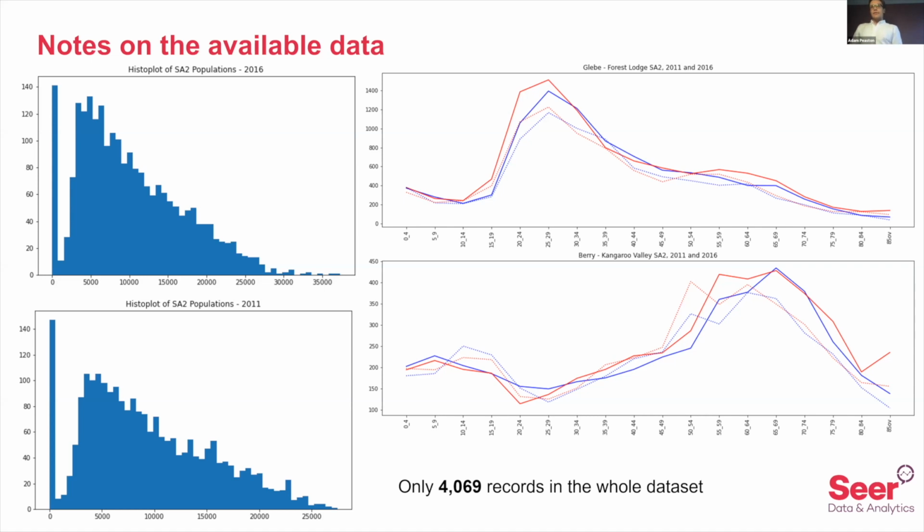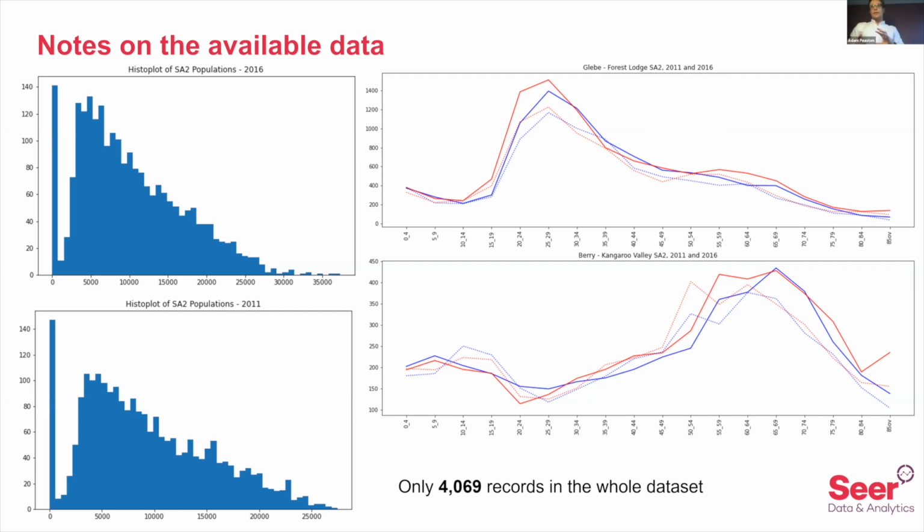And in Berry Kangaroo Valley, this is more of a regional area where you tend to actually have a bit of a slump around that. It's kind of the inverse, if you like. You get a slump around that 25 to 29 year age bracket. And then over on the right-hand side, where we're in the sort of 65 years and over, you've got a much larger population there of people who are retiring and reaching that age.